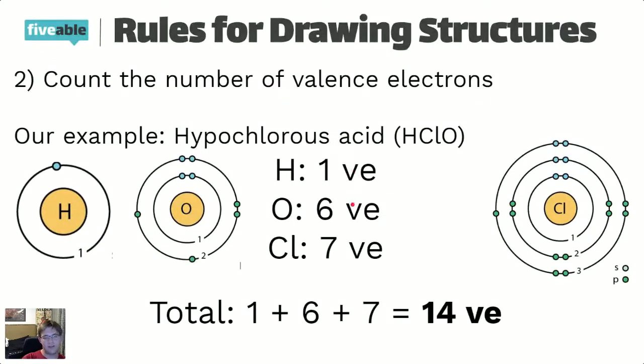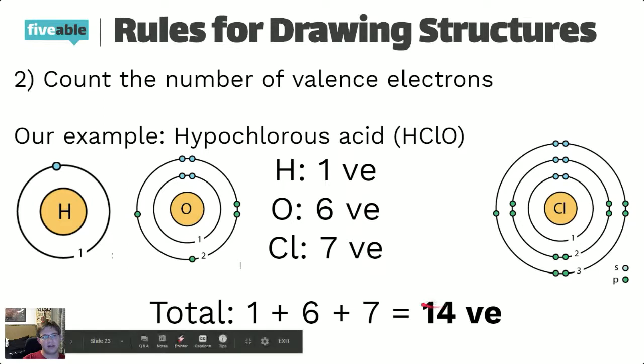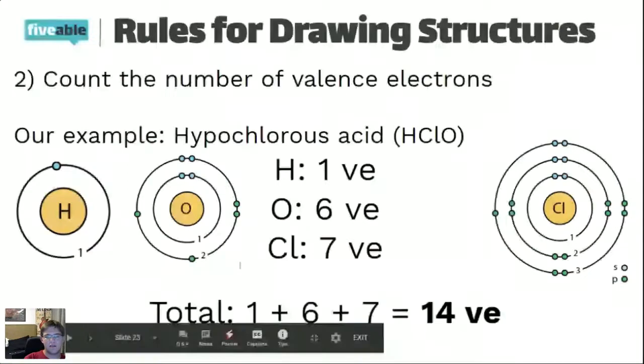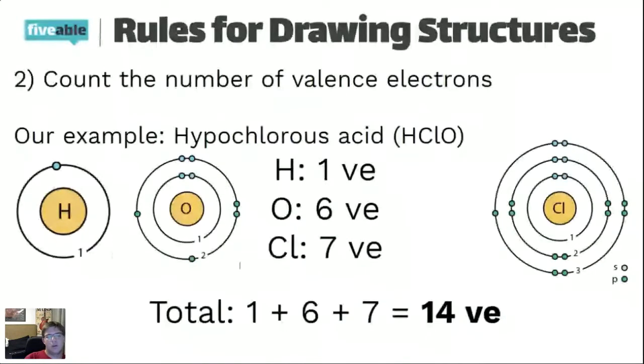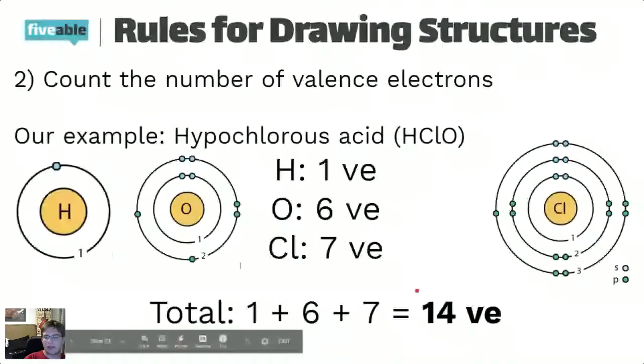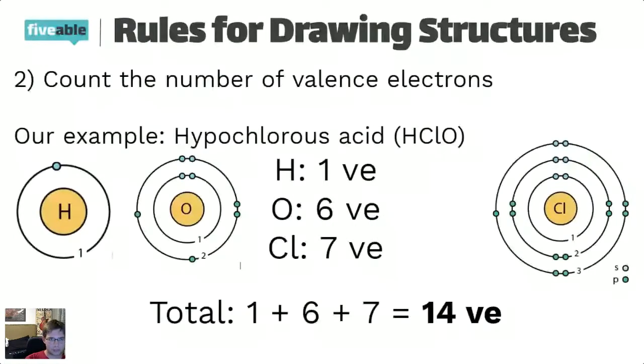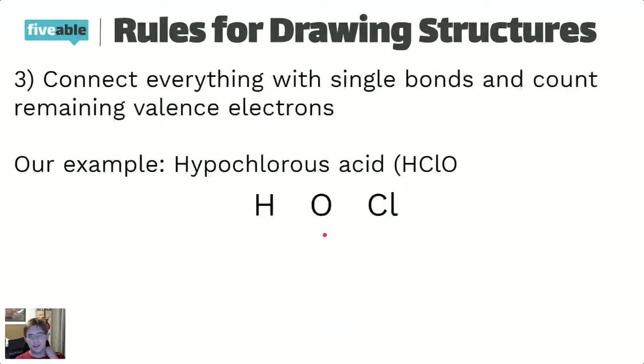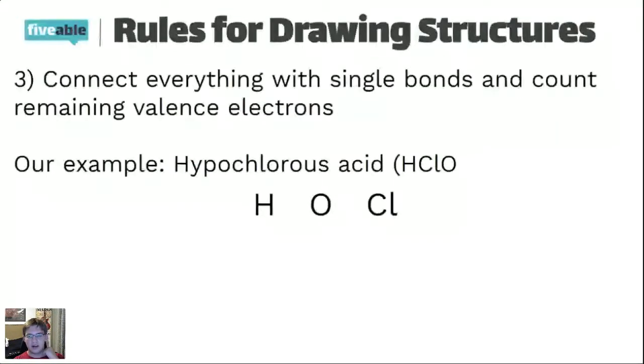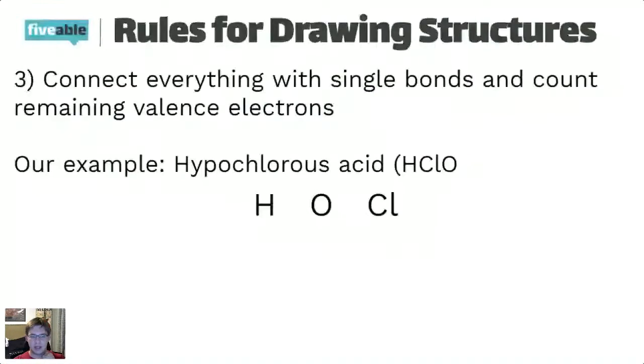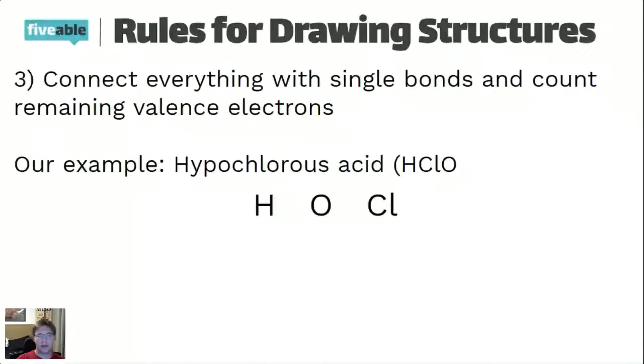So we've counted the number of valence electrons, and we found that in this structure, we're going to have 14 valence electrons. So when we see an even number, we're happy. We like even numbers, and 99 times out of 100, you're going to get an even number. So now that we've got our valence electrons, you're going to connect everything with single bonds, right? So you're going to take that H and bond it to the O, and take that O and bond it to the chlorine, right? And then you're going to count the remaining valence electrons.